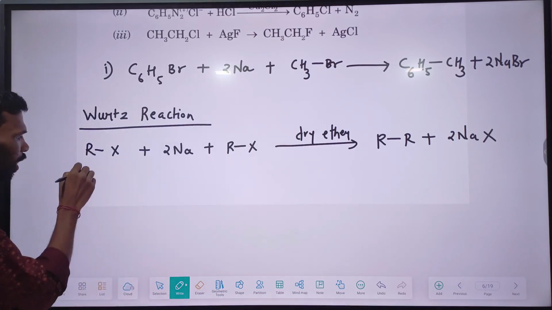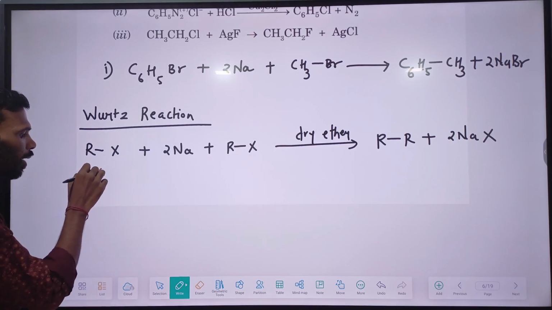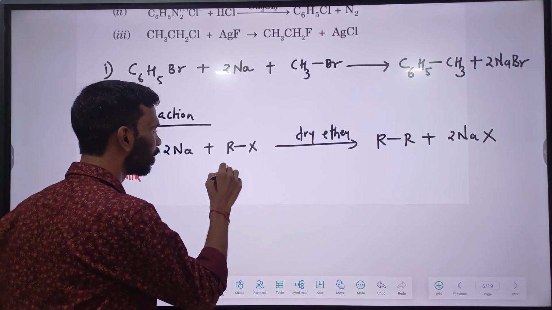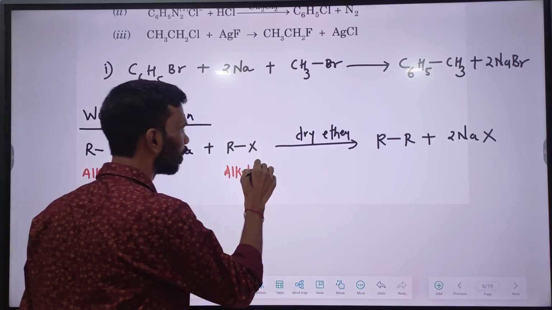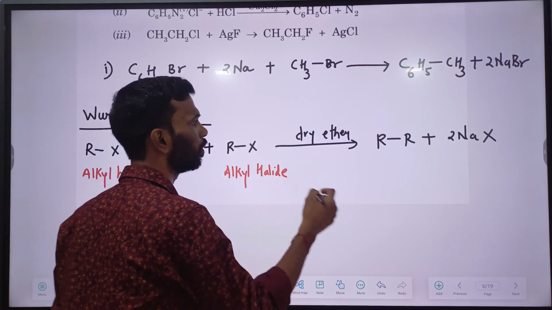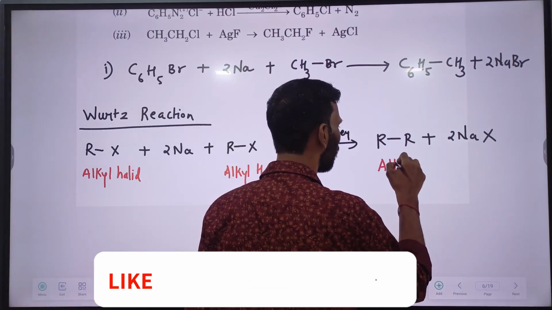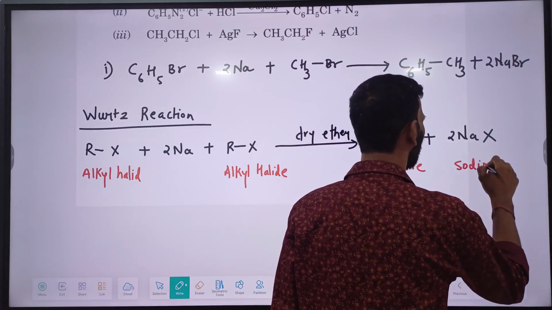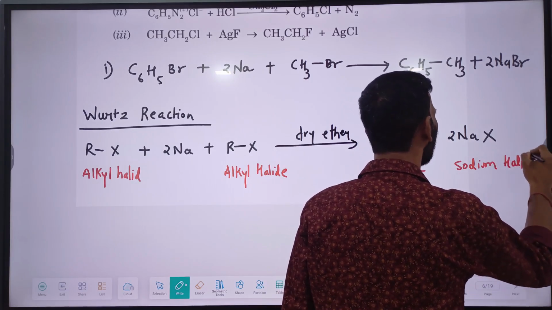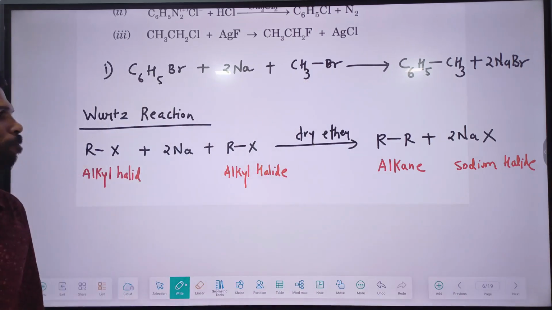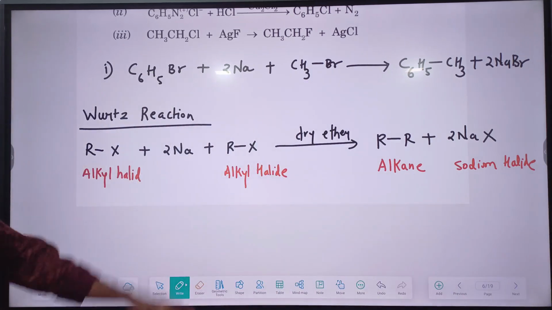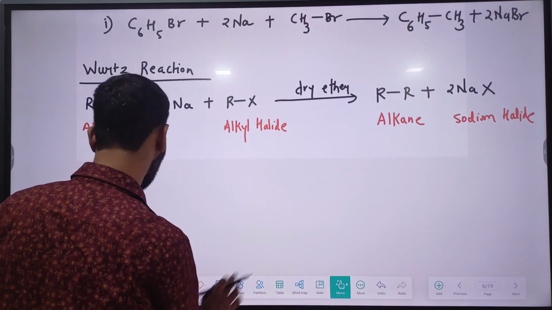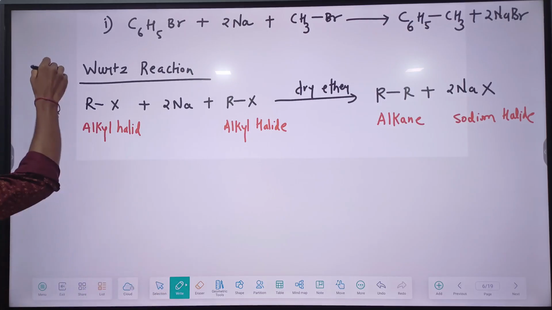This is your alkyl halide, or haloalkane, and this is another alkyl halide. This is the alkane which you are getting, and this is a salt, sodium halide. This is one reaction which you learn as the Wurtz reaction. There is one more similar reaction, which goes similarly; that is the second reaction over here.